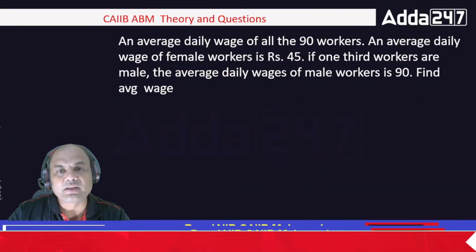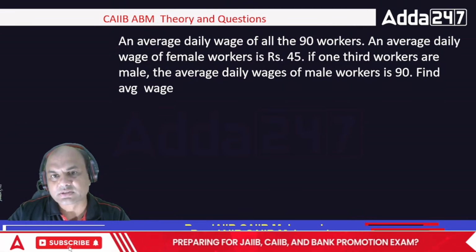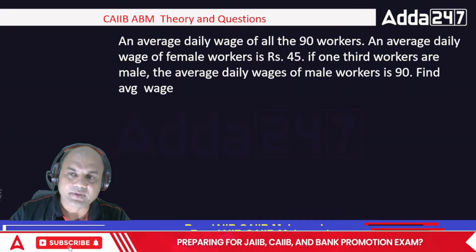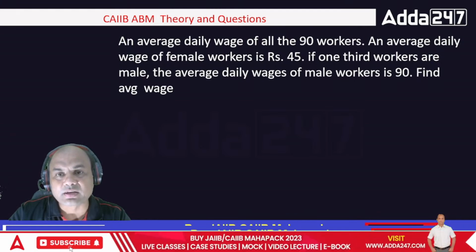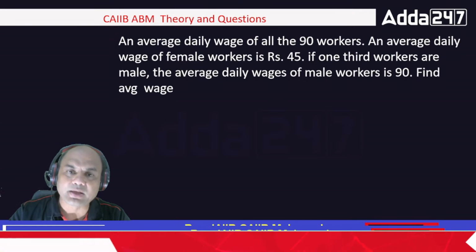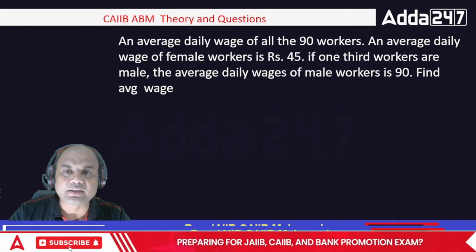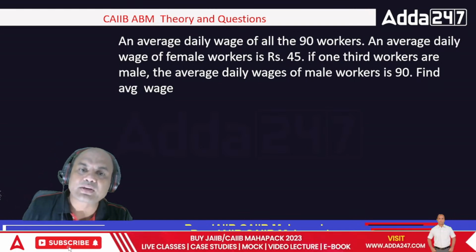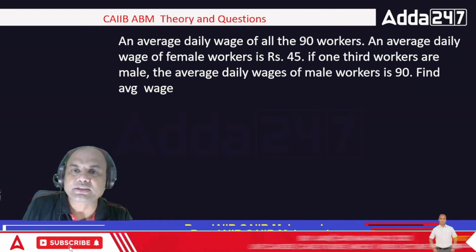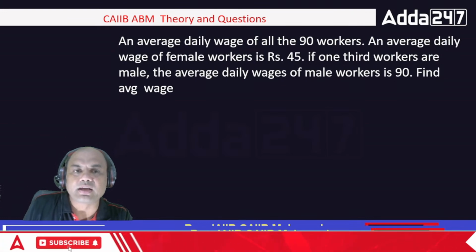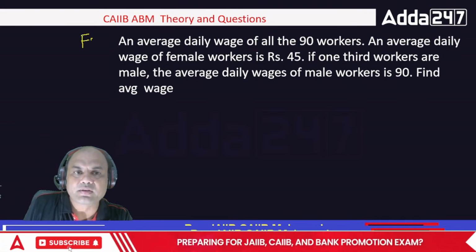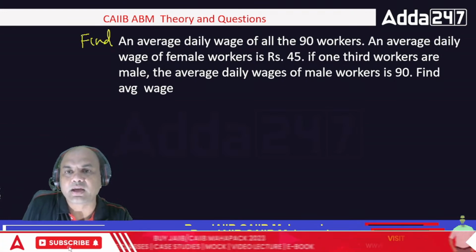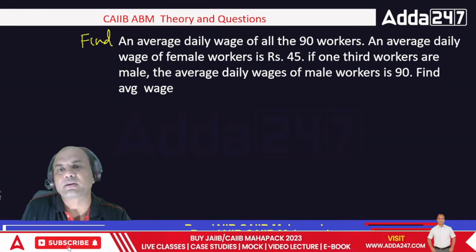The average daily wage of 90 workers is given. An average daily wage of a female worker is given as 45. If 1/3 of the workers are males, the average daily wage of the male workers is given as 90. Find the average wage of all. So this is what we have to find out: the average daily wage of all the 90 workers.